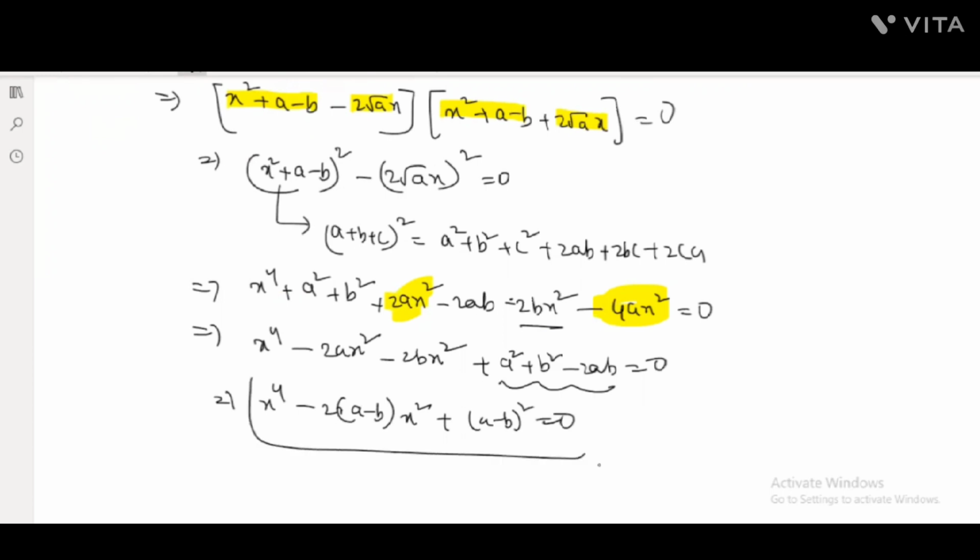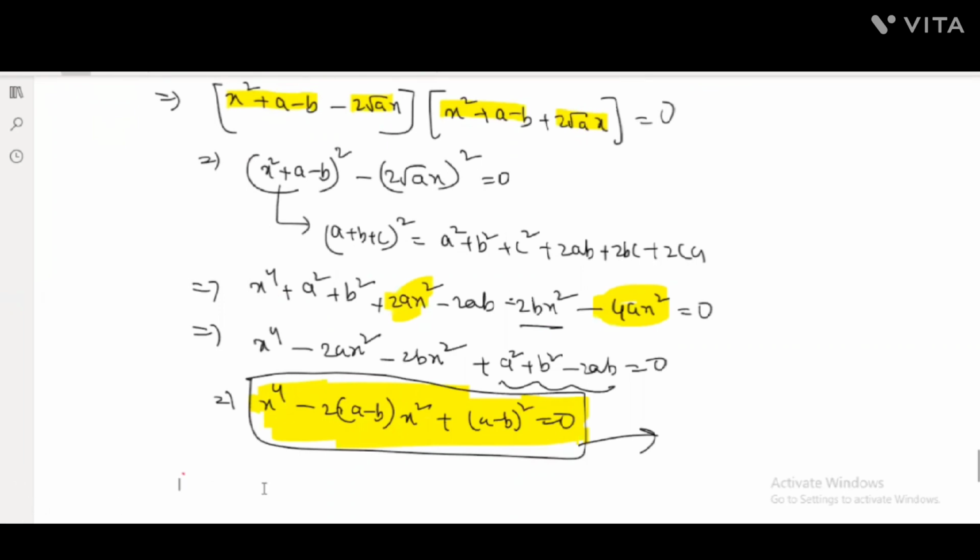So this is the lowest degree equation with roots root a plus root b, with rational coefficients. This is the direct formula for this particular topic. So let's see a conceptual clarity problem.